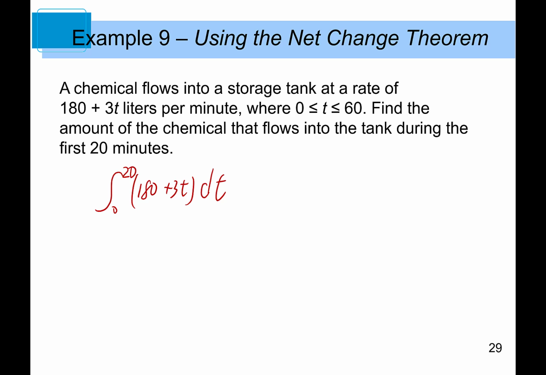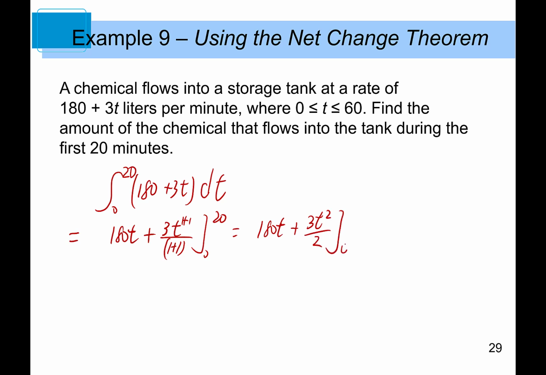Okay, so basically you just have to find the antiderivative of 180 plus 3t dt. This is the rate of change. In order to find the actual amount of change, you take the antiderivative, or definite integral. The antiderivative of 180 with respect to time t is going to be 180t. For the antiderivative of 3t, we'll apply the general power rule. From 0 to 20, so it's going to be 180t plus 3t squared over 2 from 0 to 20.